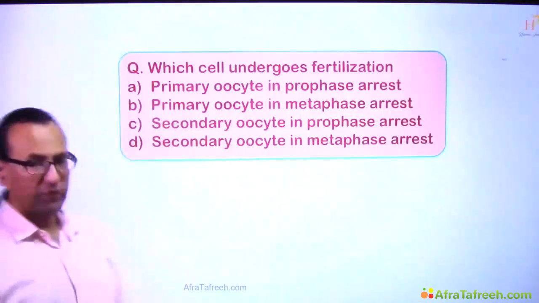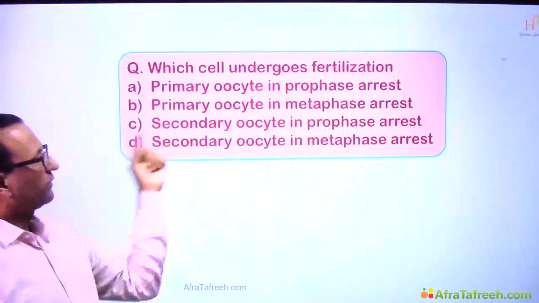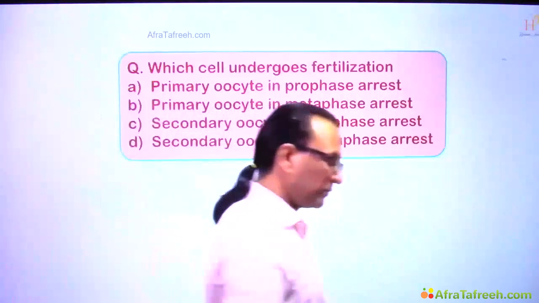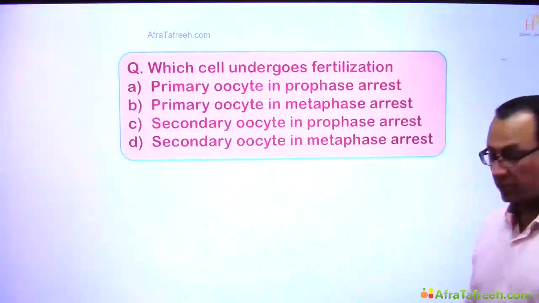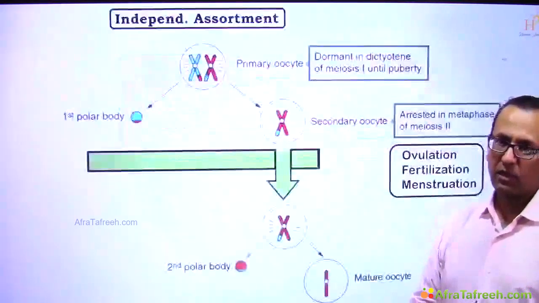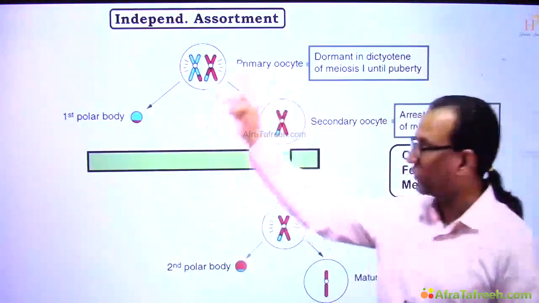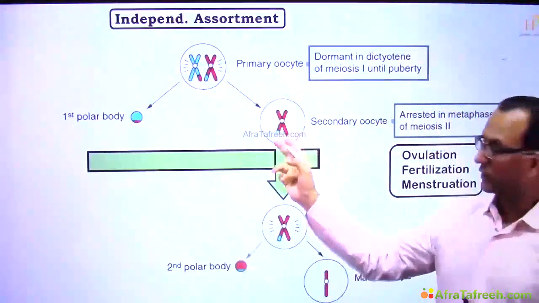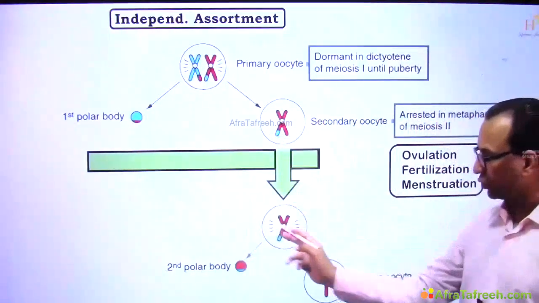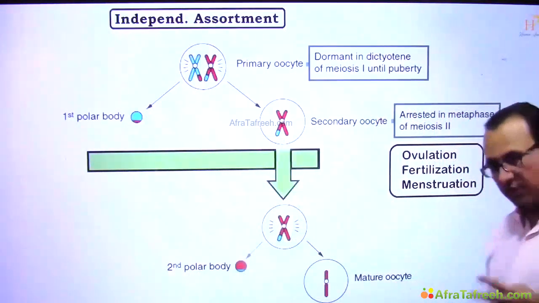It is the secondary oocyte. And which stage? It is the secondary oocyte which is arrested in metaphase. Now if you say the answer is choice number D, explain why you have taken that answer. You have to understand that there is a primary oocyte which is undergoing meiosis 1 to give you the secondary oocyte, which is then giving us the mature oocyte, and that is 2 cell divisions.